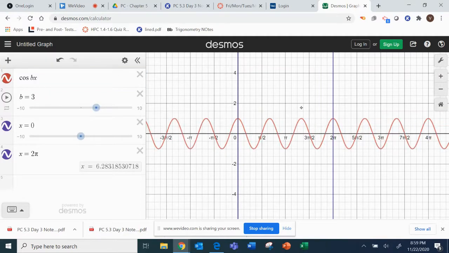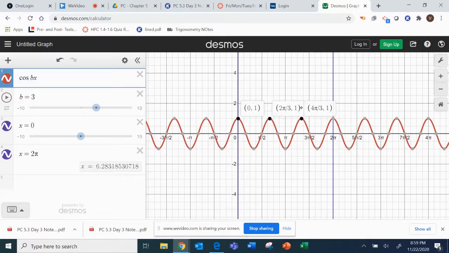And it's squished even more, and now I have 1 cosine, 2 cosine, 3 full cosine graphs from 0 to 2 pi. Something else that I'm noticing is right at the top where I clicked on the end of the first period and the start of the new period, it's 2 pi divided by 3. 2 pi is normally the period. This is 2 pi divided by 3 because it's squished in so much.